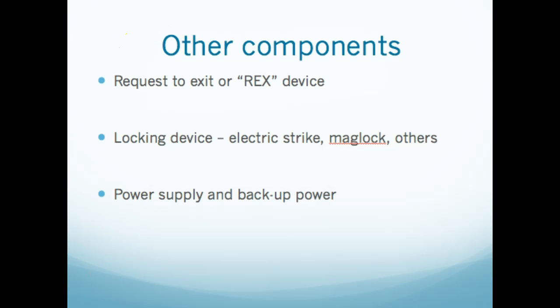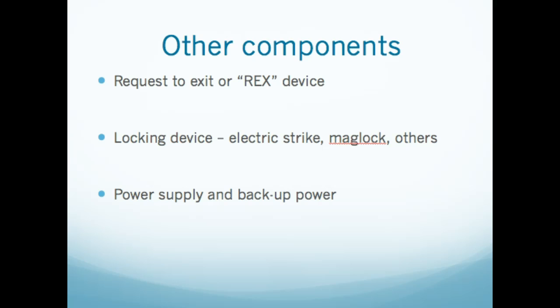So what other components do we have besides our reader and our control panel and our host and our door hardware? Well, we have something called a request to exit device. And let's just move on to the next one. We have our locking devices, right? Electric strikes, mag locks. We studied those last week. You understand what they do, right? They either use a magnet or some type of electric lock to open and close the door.